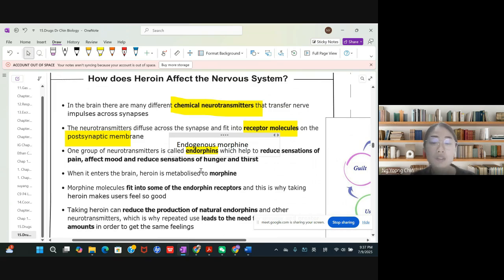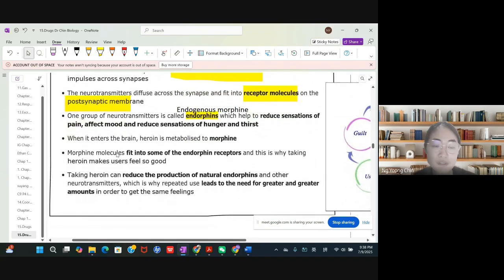Okay. So it just imitates the neurotransmitter, but actually it's not a neurotransmitter. Morphine is a kind of drug. So the morphine molecule can fit into some of the endorphin receptors, and this is why taking heroin makes the user feel so good. It means that this morphine molecule can fit into the receptor on the postsynaptic neuron, and the receptor is the endorphin receptor.